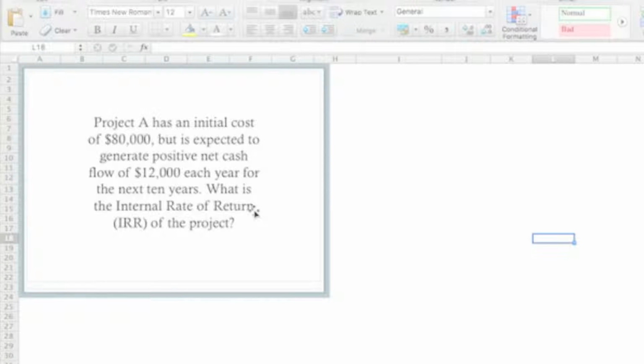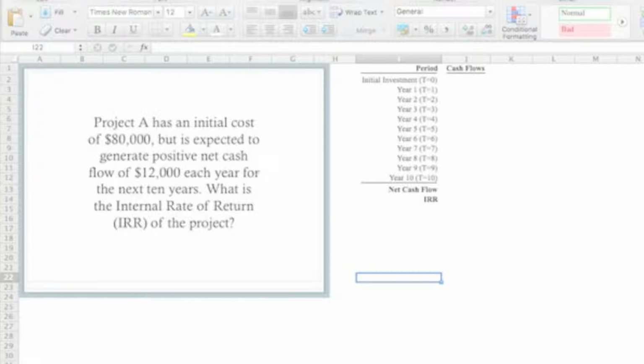Project A has an initial cost of $80,000, but is expected to generate positive net cash flow of $12,000 each year for the next 10 years. What is the internal rate of return of the project? So let's take a look.